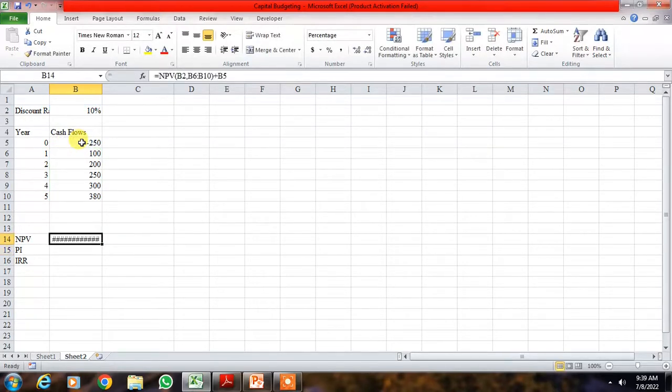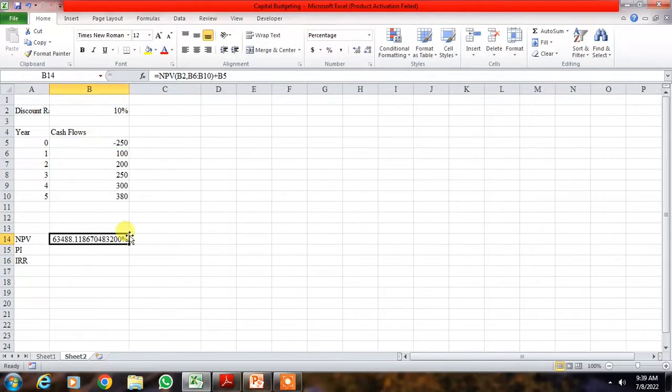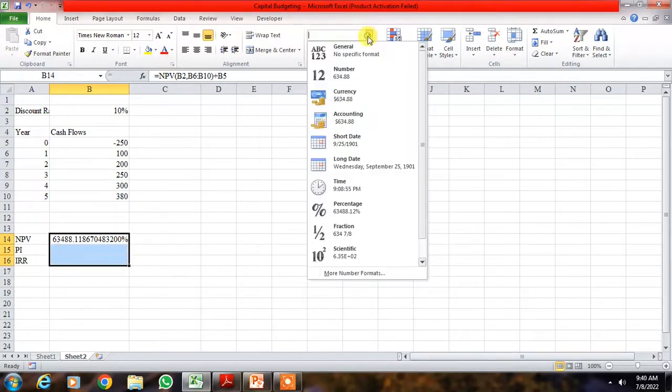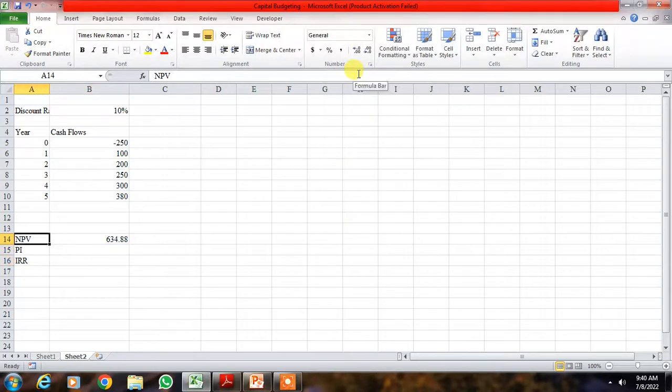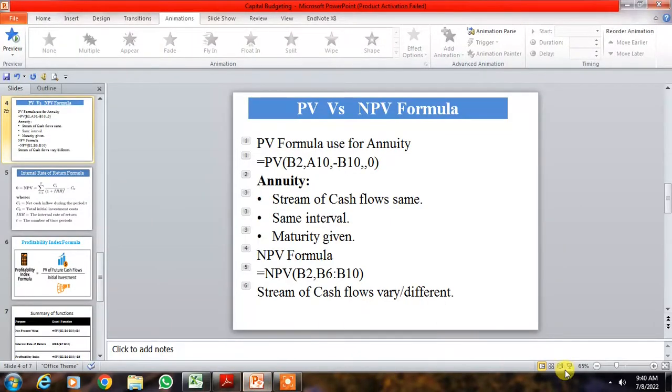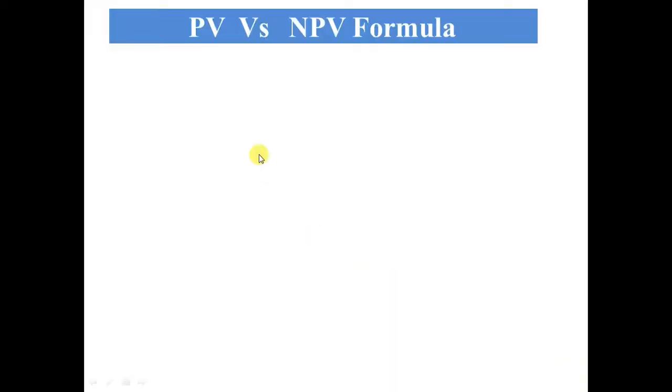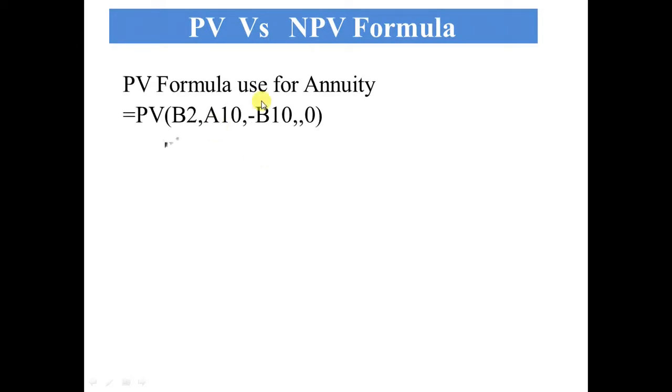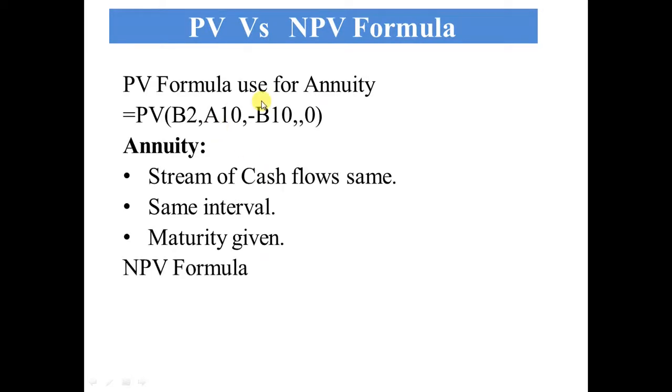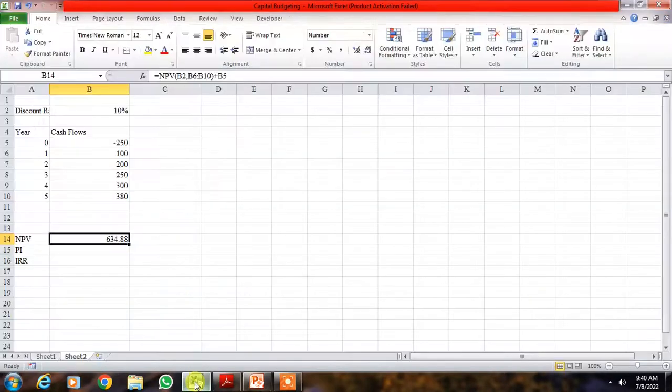The NPV in this case is in percentage form. Let me convert it into the number value. The present value of the cash flow is 634. So you cannot apply the present value formula here because it is only used for the same cash flow case. That is why in such a case we only use the NPV formula.